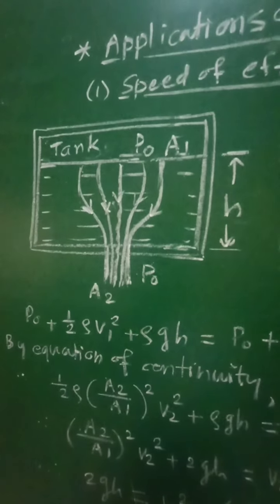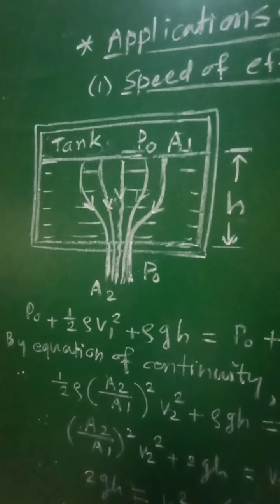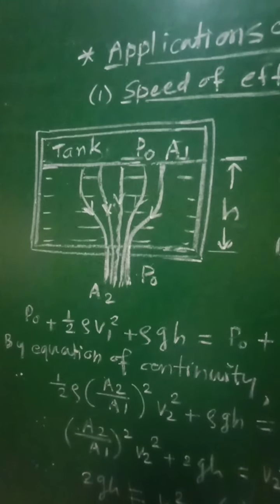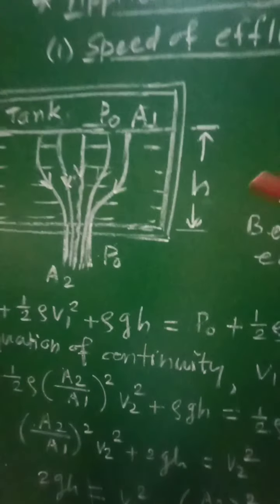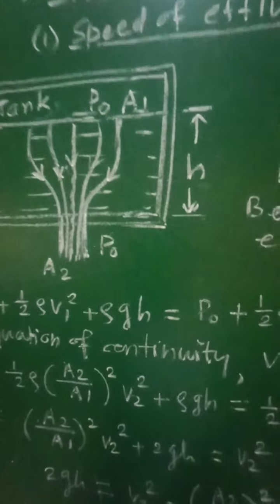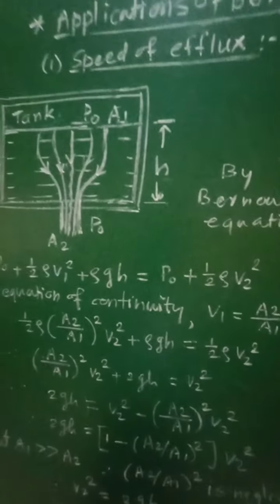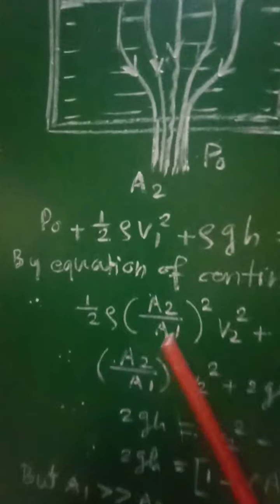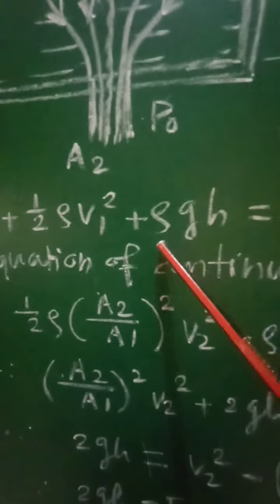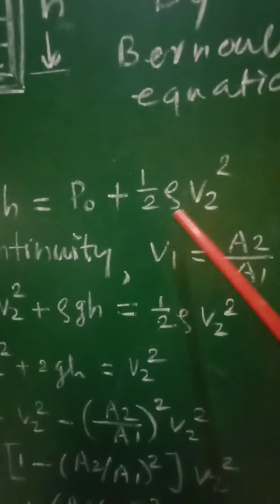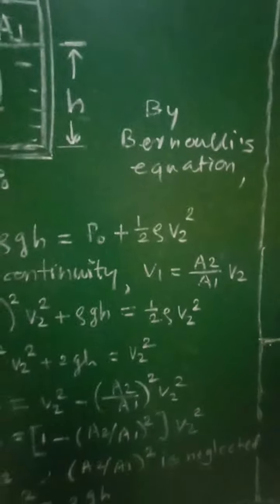And therefore, if h is the height of the surface, that is the free surface above the orifice, here h is the height of this free surface above this orifice, then by using Bernoulli's equation, we can write P0 plus half rho Phi1 square plus rho gh equal to P0 plus half rho Phi2 square.